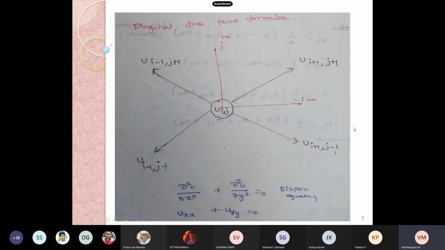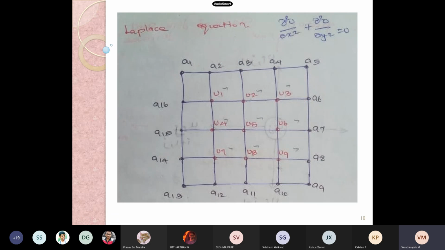Elliptic equations can be written in two different forms: either uxx plus uyy is equal to 0, or uxx plus uyy is equal to f of x, y. Both equations fall under the elliptic equation. If the given equation is in this form, then we need to take it as an elliptic equation. So this is the Laplace equation, that is del square u by del x square plus del square u by del y square is equal to 0. These boundaries are usually given in the problem. Here a1, a2, a3, a4.